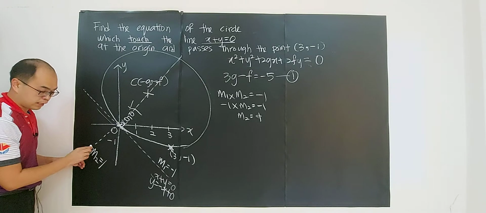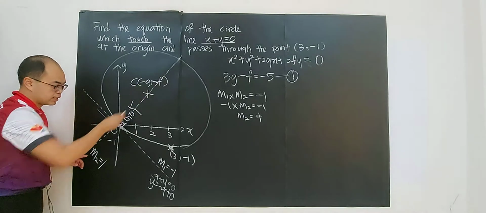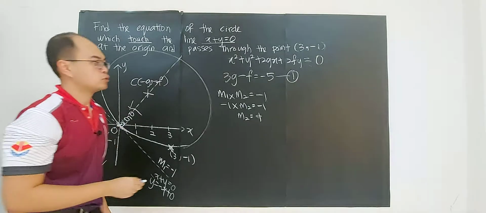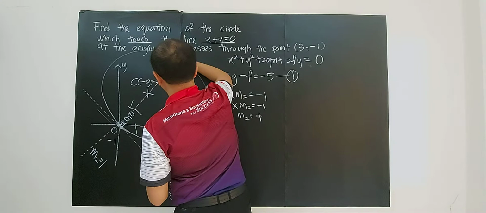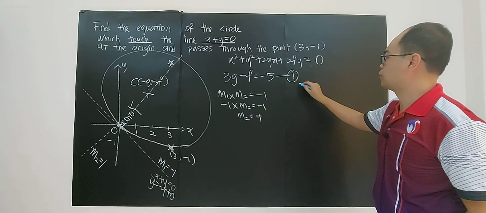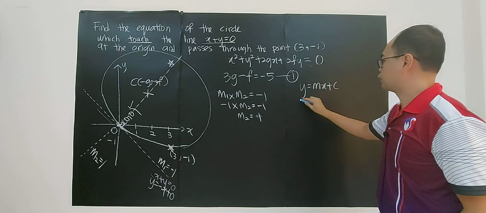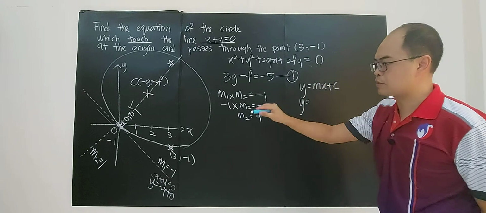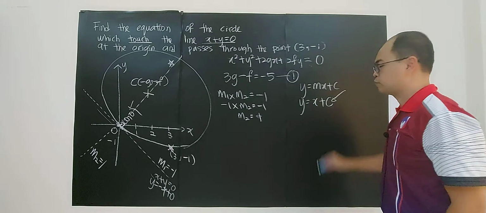And this line, the normal, is passing through the origin, right? So we have to find the equation of this normal first. Now our target is to find the equation of the normal first. So the equation of the normal here will be y equals to mx plus c, the formula. We know m is 1, so we have x plus c. So we are left with finding c.